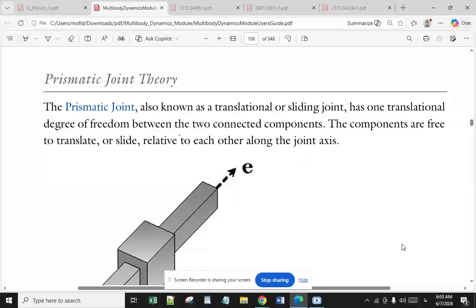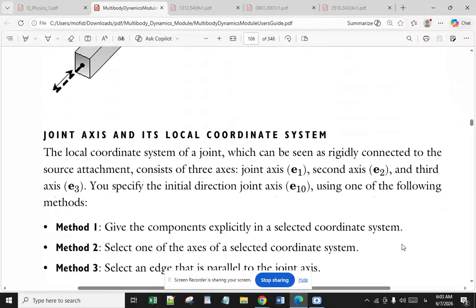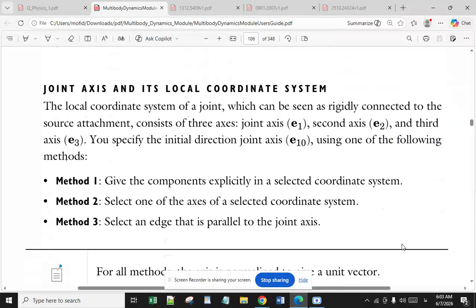Prismatic joint theory. The prismatic joint, also known as translational or sliding joint, has one translational degree of freedom between the two connected components. The components are free to translate or slide relative to each other along the joint axis and its local coordinate system. The local coordinate system of a joint, which can be seen as rigidly connected to the source attachment, consists of three axes: joint axis, second axis, and third axis.